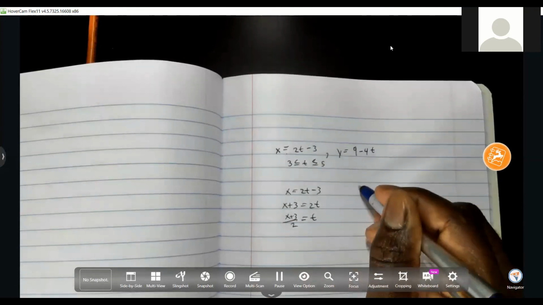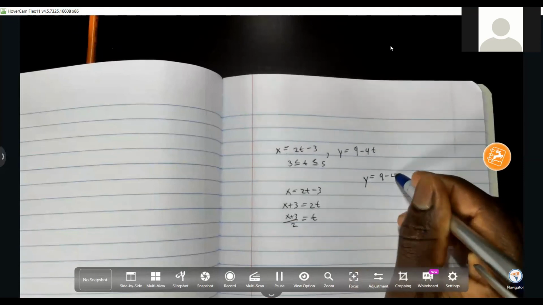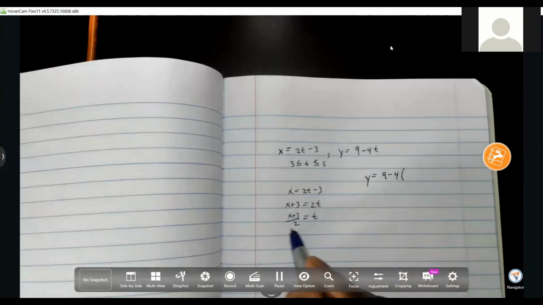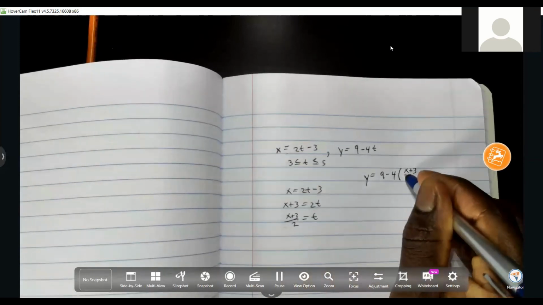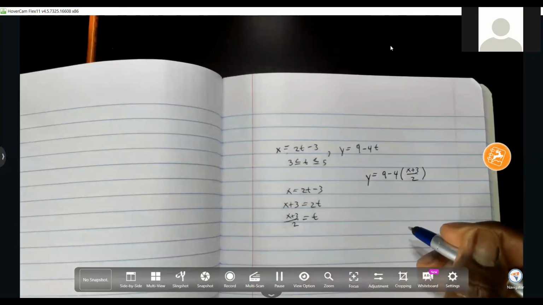So now we have y equals 9 minus 4 times the value of t, which is all of this right here. So you're going to put (x plus 3) over 2. All right, you guys with me on what just happened?